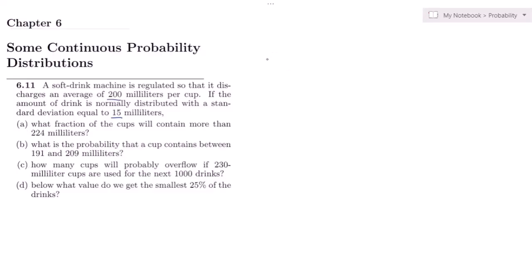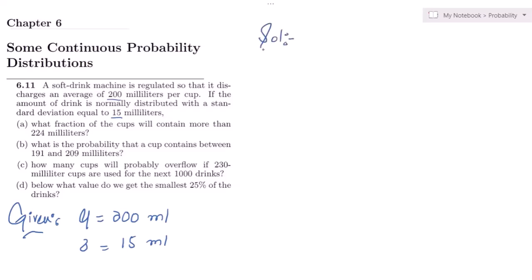So let us solve it first. In solving it, let me first find the given data. In the given data, the value of mu, which is the mean, is 200 milliliters per cup, and the standard deviation, which is sigma, is 15 ml. Okay, so this is the given data. On the basis of it, let me solve different parts of our question.